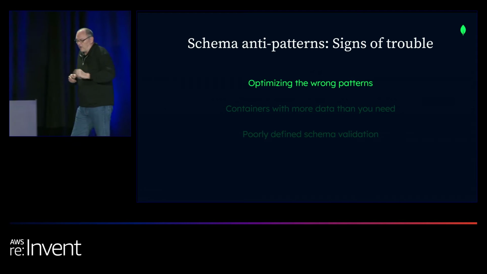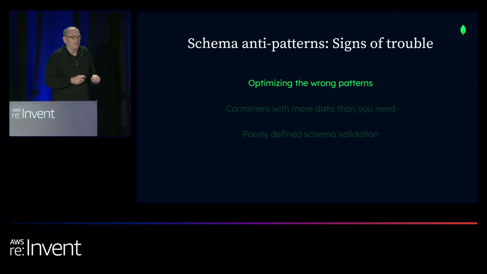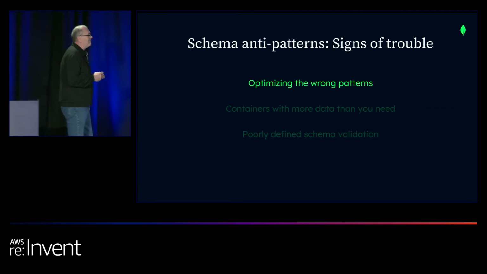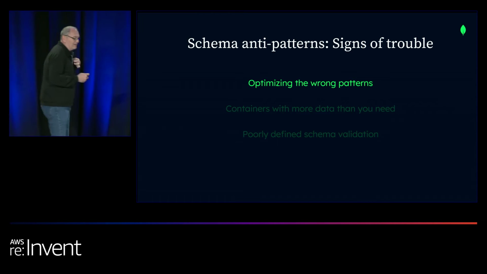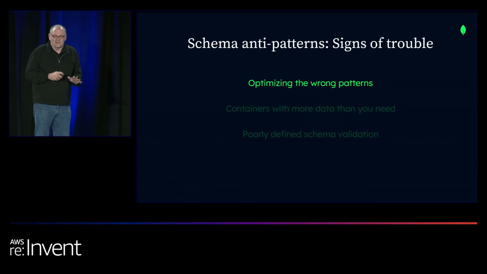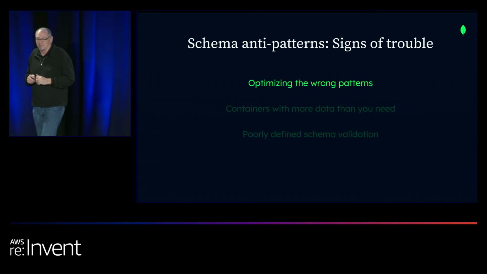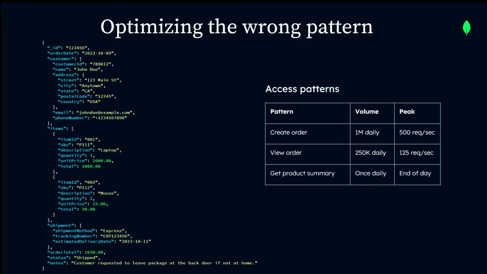So, signs of trouble when you get into schema anti-patterns. How do I know that I'm probably doing something wrong? Well, the first thing that I see teams doing wrong is optimizing the wrong pattern. All right, this is the most common problem that teams have. And to illustrate this, we'll talk about an order processing workflow.